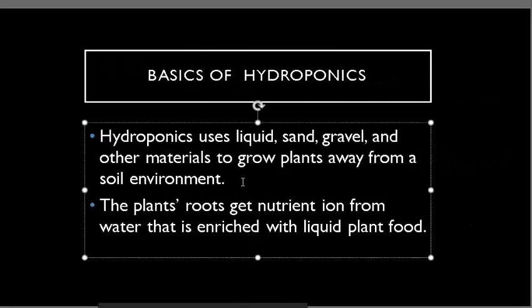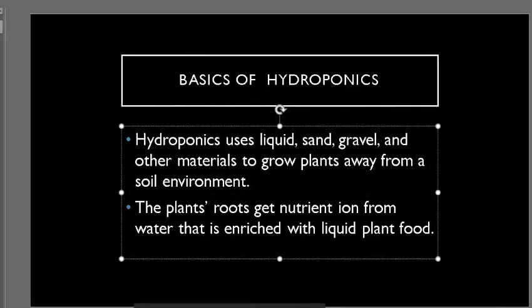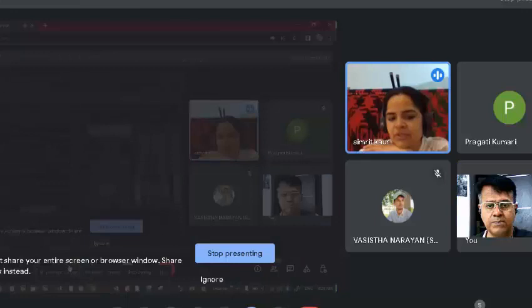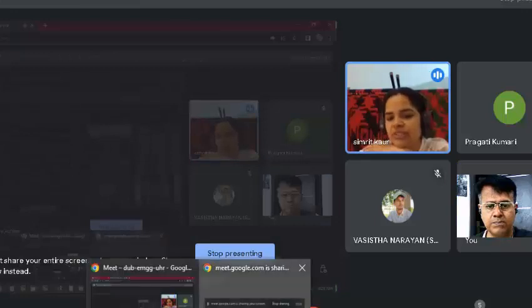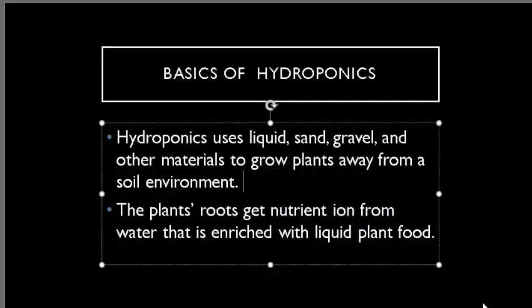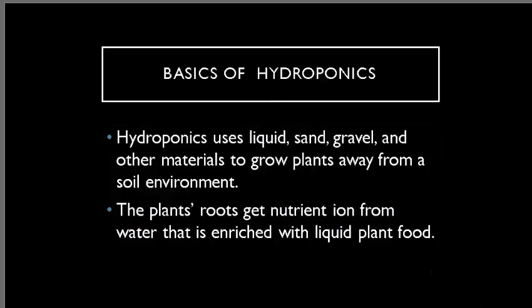So what is the first point? Hydroponics uses liquid, sand, gravel, and other material to grow plants away from the soil environment. Why are we not using the soil environment? Tell me. Anyone? Any idea? Yes, I will share the slide, no issue. Okay. So hydroponics: hydro means water, ponics means culture, the process. So in water we are planting, in water we are growing the plants, providing different materials.